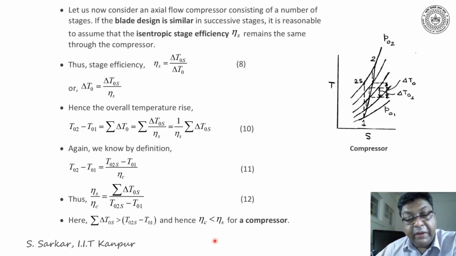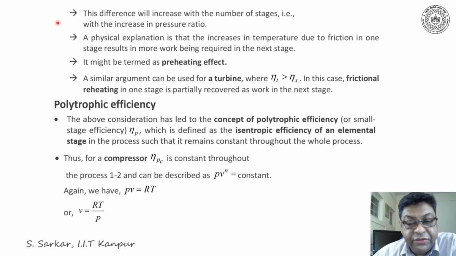Thus, I have concluded that for a compressor, eta C, that is the overall compression efficiency, should be less than the isentropic stage efficiency. Further, I would like to say that the difference between eta S and eta C will increase with the number of stages, that is, with the increase in pressure ratio for compressors.